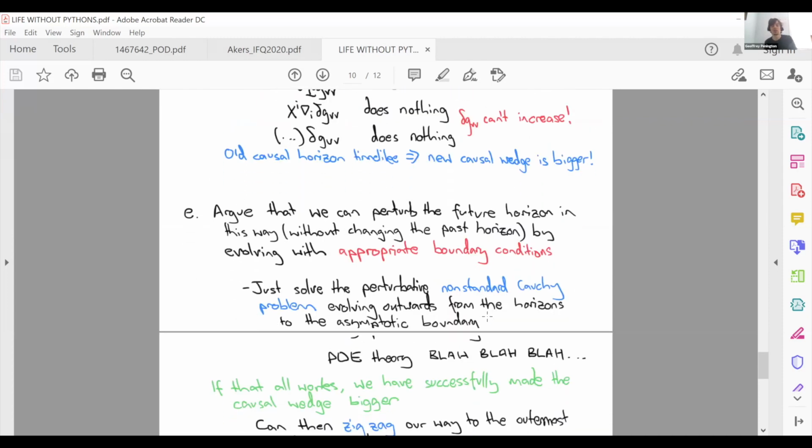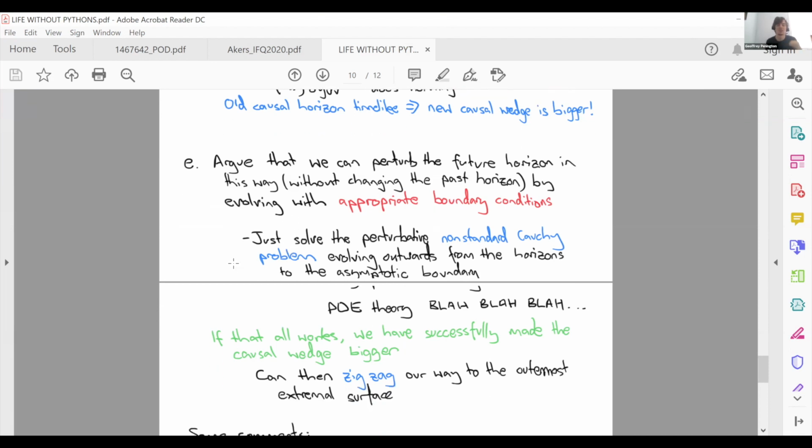Finally, we want to argue that we can actually do this perturbation of the future horizon without changing the past horizon, just by evolving forwards on the boundary with appropriate asymptotic boundary conditions. So this is just an argument that you can solve a non-standard Cauchy problem where you start with a state on the two horizons and you evolve it radially outwards using Einstein's equations to get some state on the asymptotic boundary. That space-like state on the asymptotic boundary would just be the asymptotic boundary conditions that you need to use. So with enough appeals to PDE theory and maybe some assumptions about things not going horribly wrong, you can argue that this is possible.